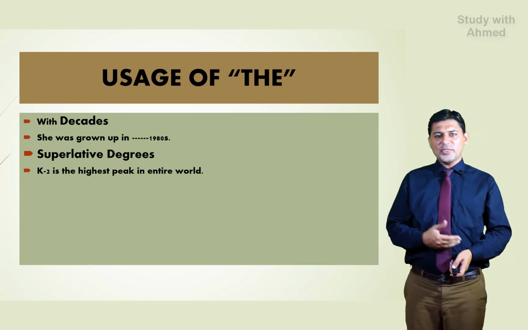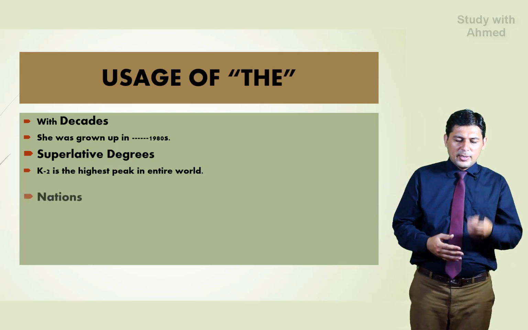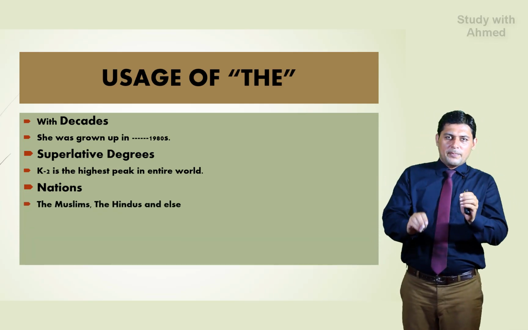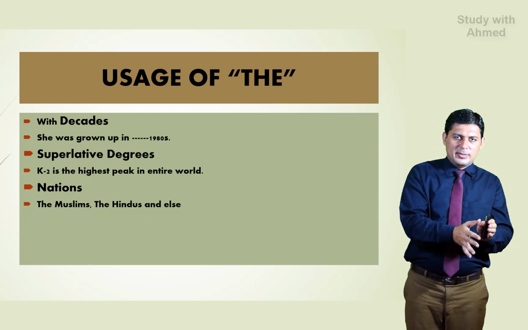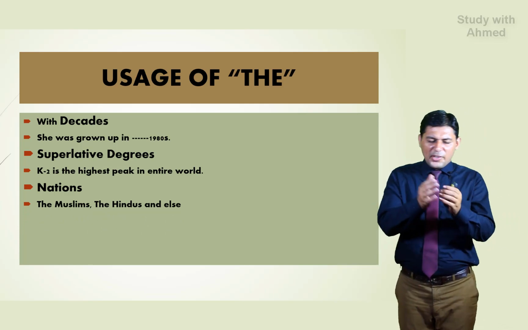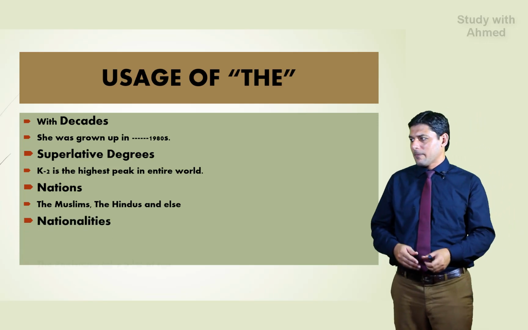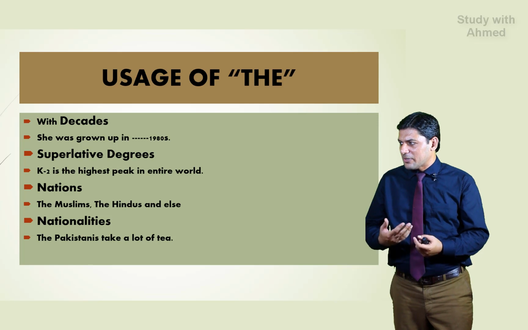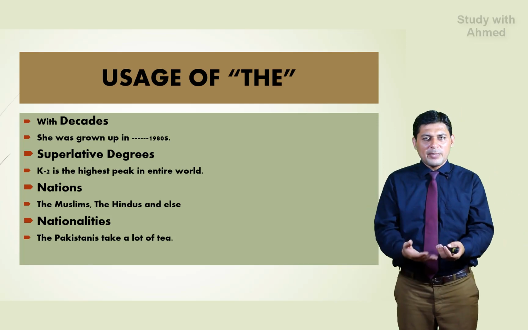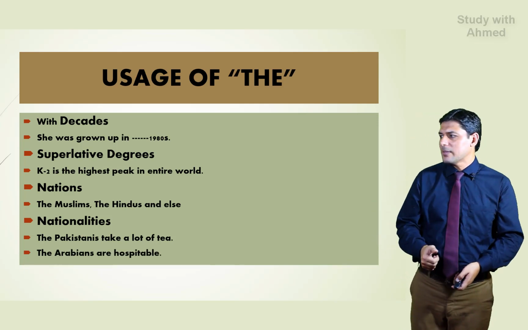Second, with nations we use the. The Muslims, the Hindus, the Christians, the Sikhs, they are different nations. And with nationality we use the Pakistanis, the Indians, the Arabians, the Australians, the Spanish or the English. The Pakistanis take tea a lot, or the Arabians are hospitable people. So with nationality we use the, right?